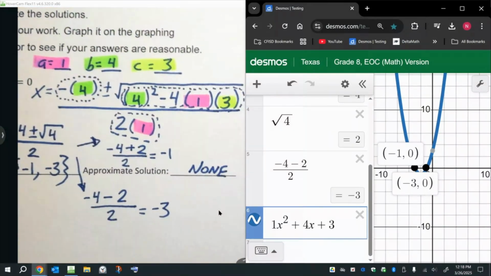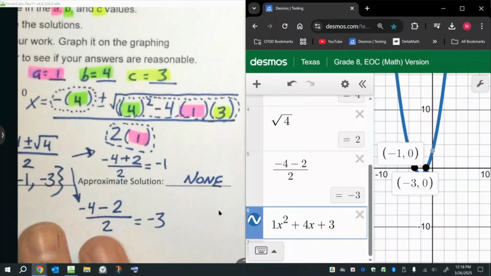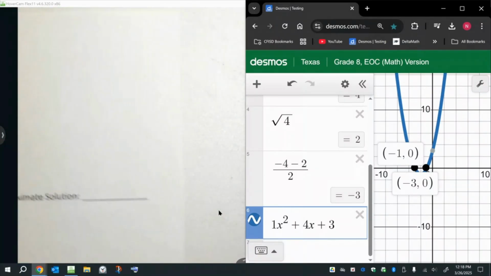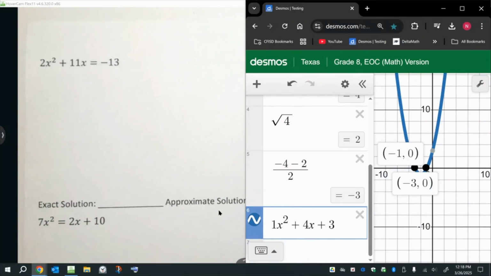So we don't have that. All right, let's take a look at a couple more problems, and then, yeah, hopefully you'll be all set and ready to go.